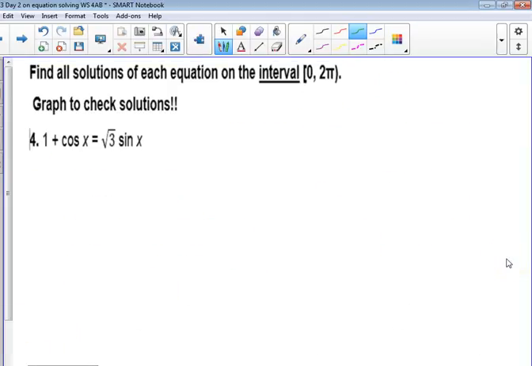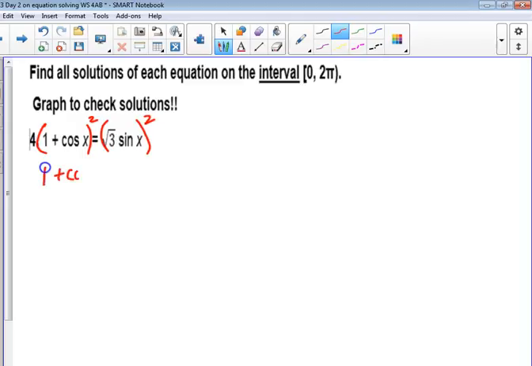All right. Number 4, does anyone have an idea how to start this one? I don't think we can divide because we'd end up dividing all 3 terms and we'd end up with kind of a messier thing. I think we're going to have to square both sides. But when we square both sides, we're going to have to FOIL this out over here.